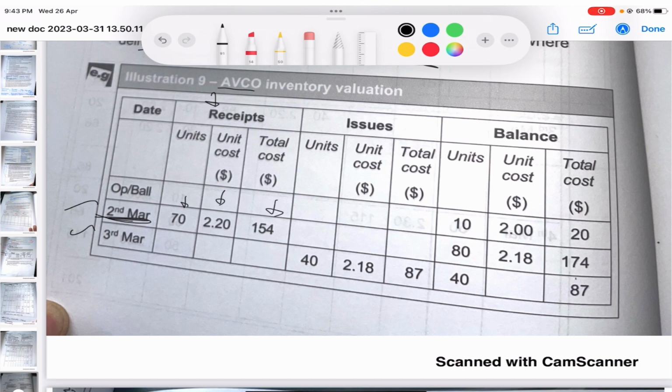So what will be my balance now? Earlier, I had 10 from before. Now I am adding 70 more. So 70 plus 10 will be 80, right? And what is going to be my price? Think about it for a second. I bought it for 220.